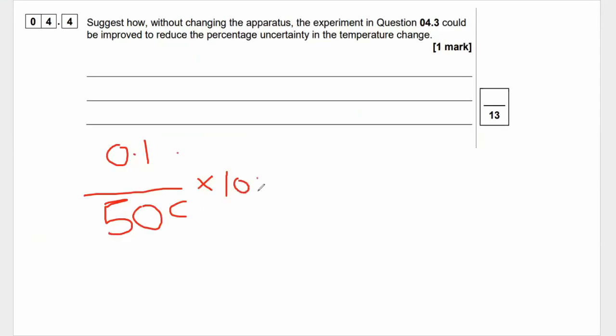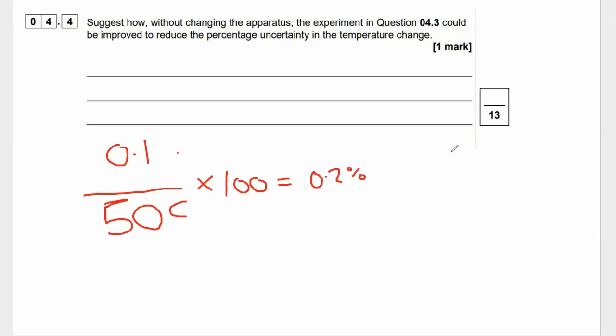The percentage uncertainty is 0.1 divided by 50 times 100. And if we do that, we get 0.2. And that would be our percentage uncertainty in the experiment.